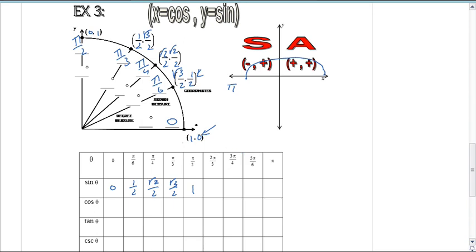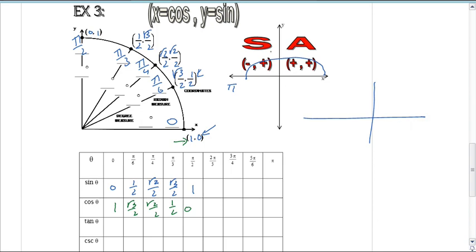But let me grab another color here. Let me grab green and do cosine. Cosine at 0 radians is going to be 1. We have radical 3 over 2, radical 2 over 2, 1/2, and then finally 0. Okay, let me change colors and get back to my second quadrant here.